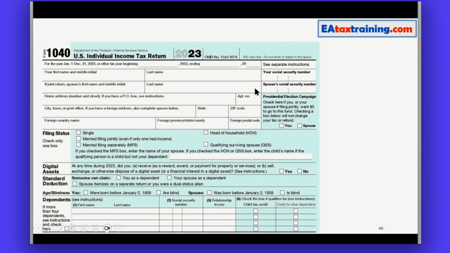Social Security number, we're going to go into in more detail. We've got this presidential election campaign box we'll talk about later. Filing status, we're going to talk about later, but here you need to check the box for which filing status you have.